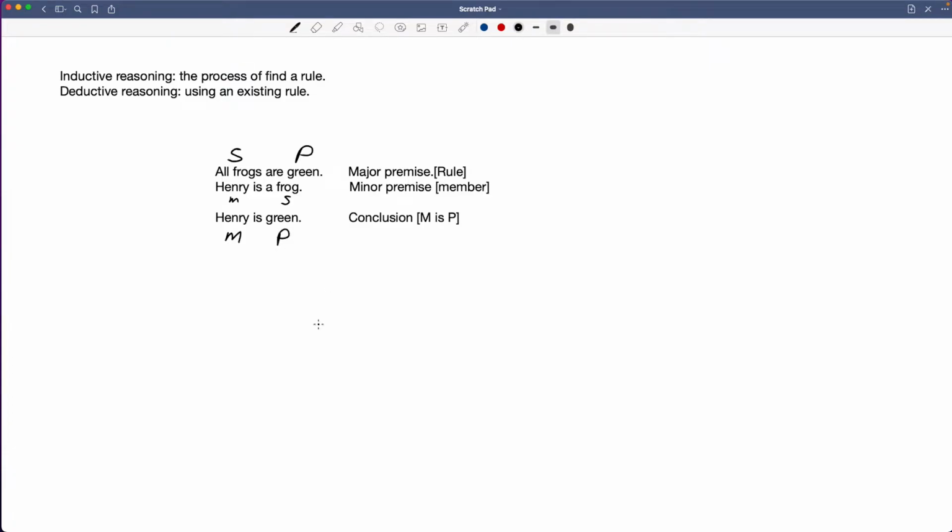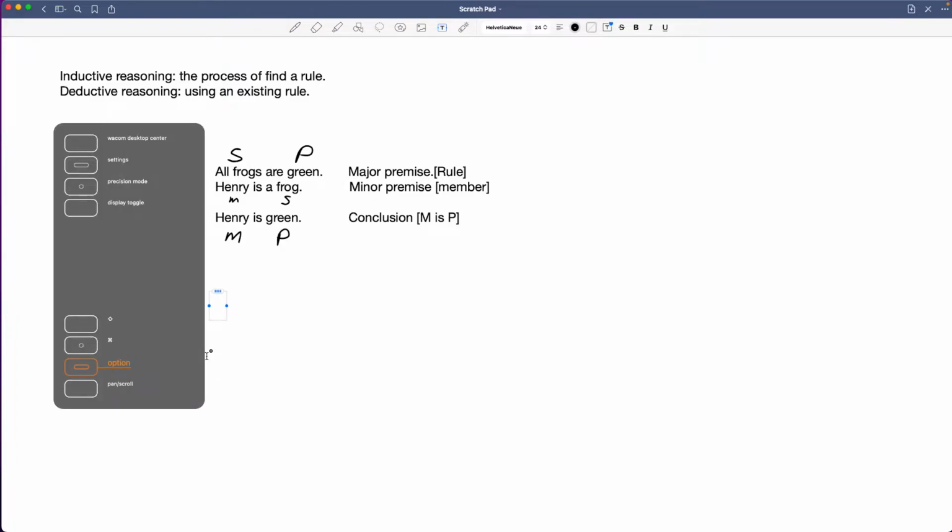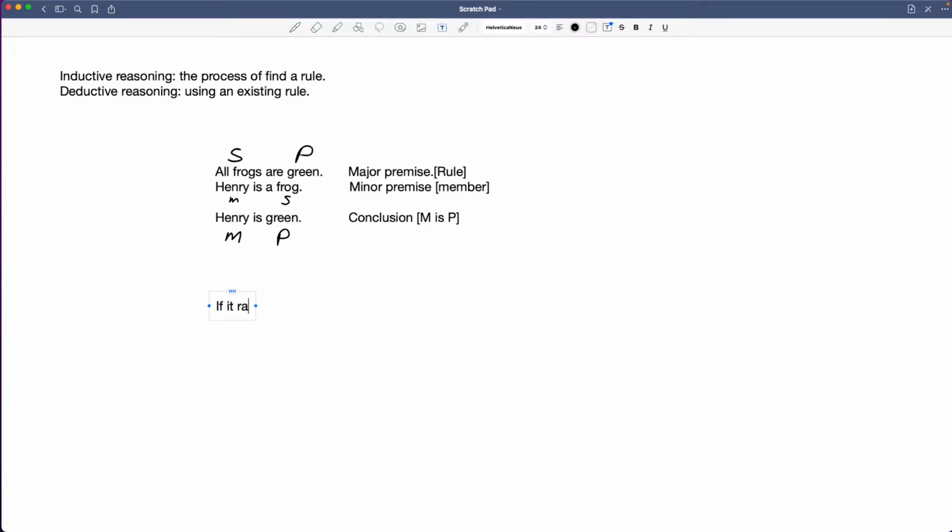All right, so let's do a couple more. Let's look at one that maybe doesn't work. Okay, so here's one that doesn't work. If it rains, I will go to town. It did not rain. I did not go to town. And you might be thinking to yourself, okay, so that makes sense, right? That makes sense. Does it really though? Let's look at it.